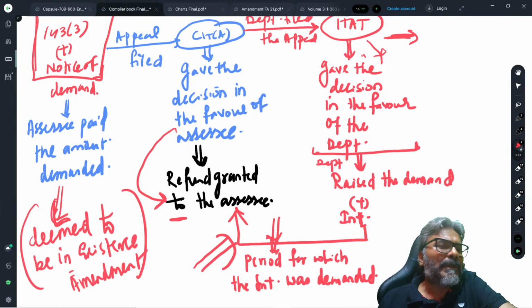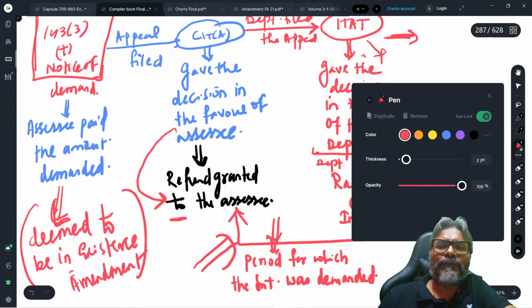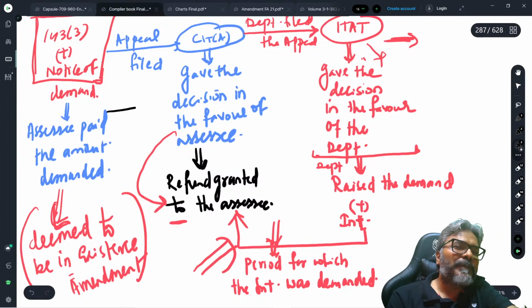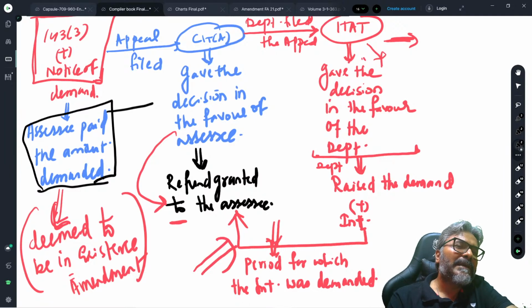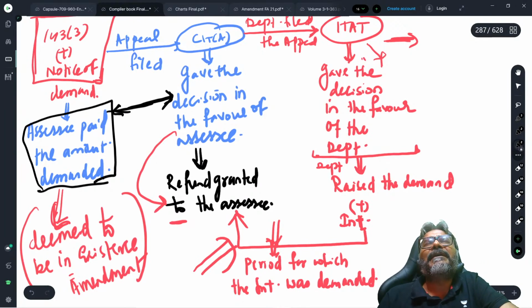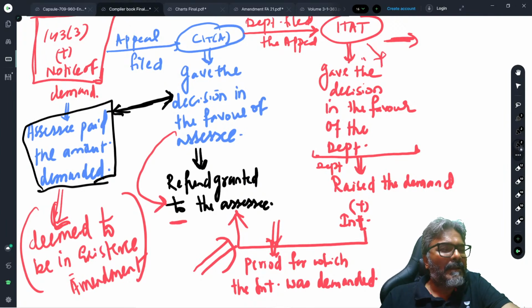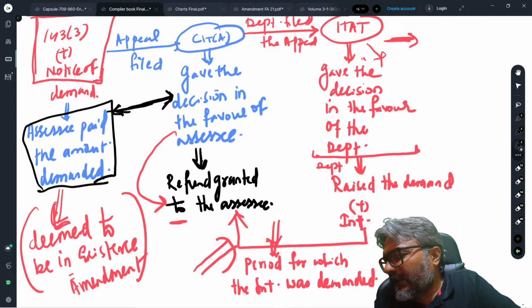And that exactly is the point. Students, tell me one thing. Let me ask you this question if you have understood it. If the demand is deemed to be in existence from this date, I want to ask you the question, for this particular period, students, can the department ask for interest? What is your take on this?